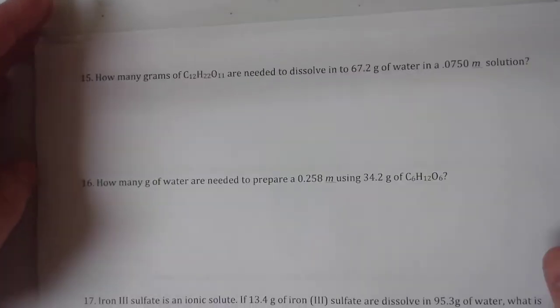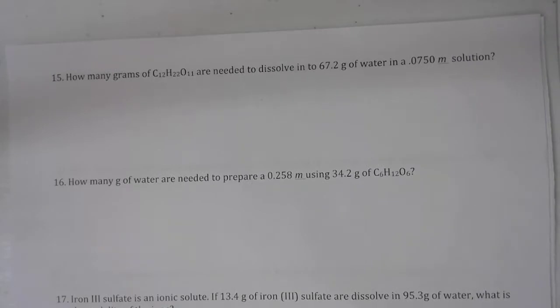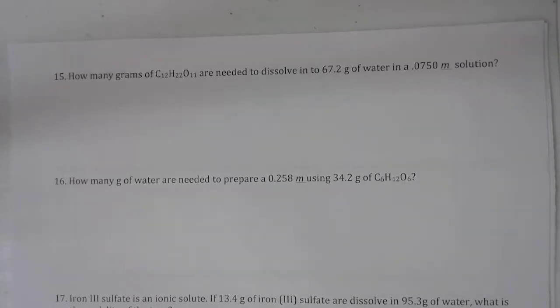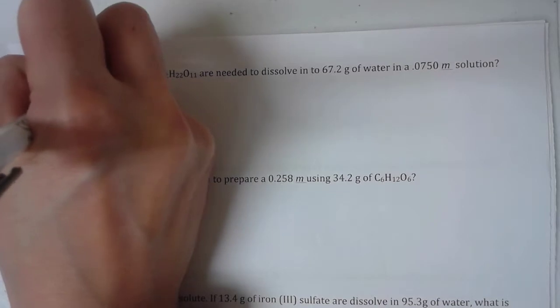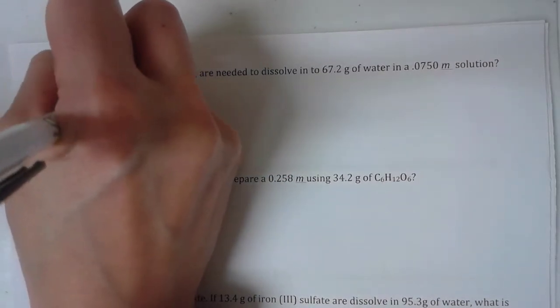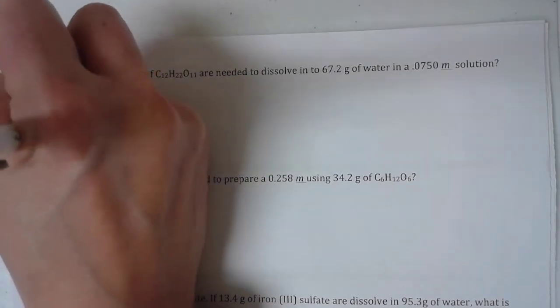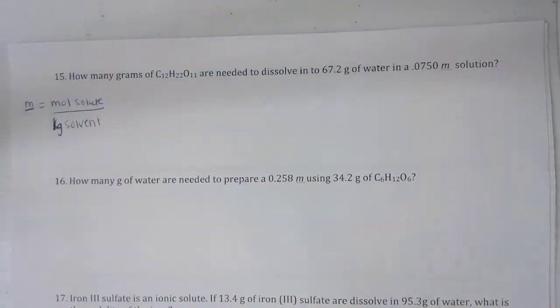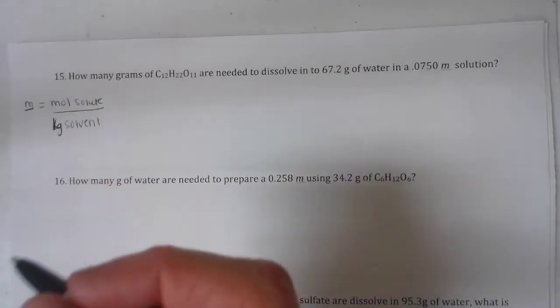Alright, for number 15, we're still on molality, but it's kind of backwards. And so I'll still use my molality formula, which is molality equals moles of your solute over kilograms of your solvent. It gives you your molality, so I'll just go ahead and plug that in.